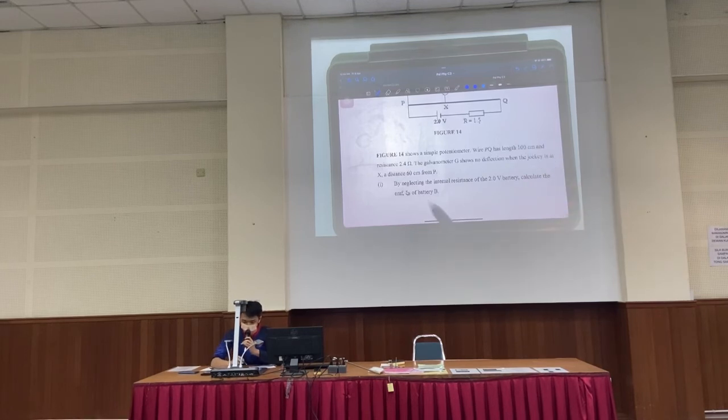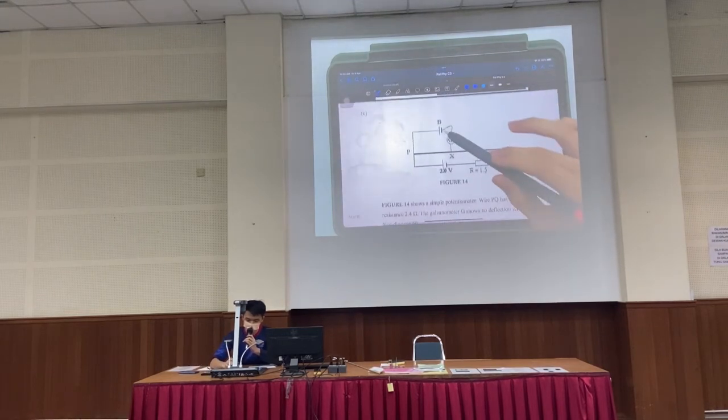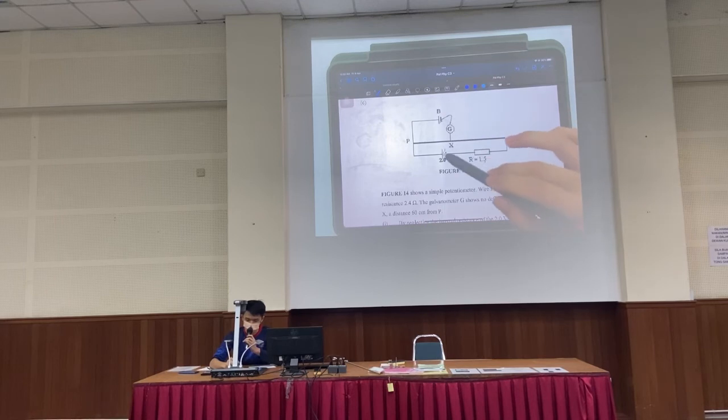When it is set at X, the distance between X and P is 60 cm, and here's something that will be complicated, and we will have to draw a table later on. The first question is, by neglecting the internal resistance of the 2.0 volt battery, calculate the EMF of battery B. So we don't have to care about the internal resistance of this battery, but we have to find this EMF by comparing the primary and secondary circuit. I will show my answer on my paper.